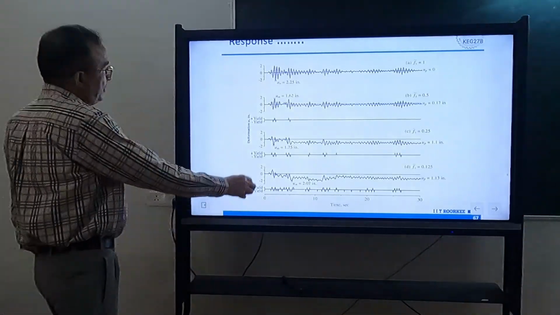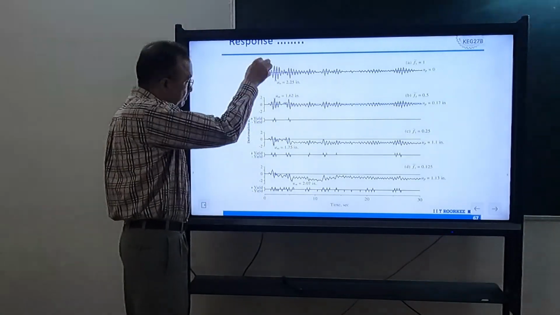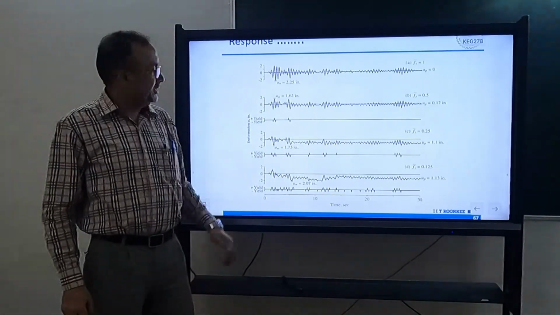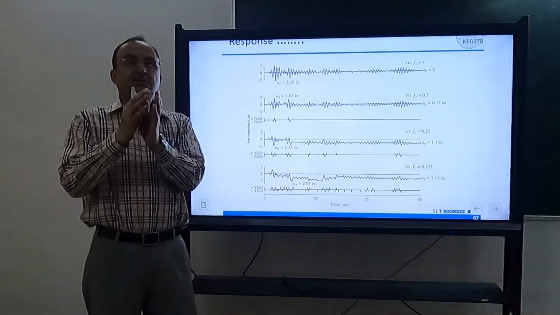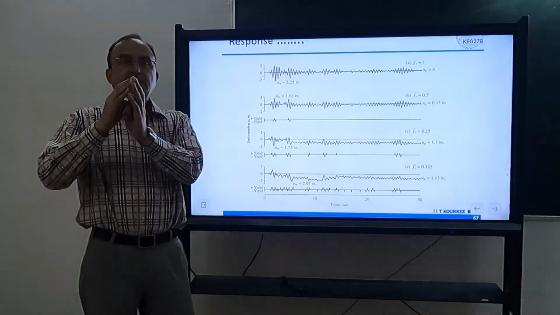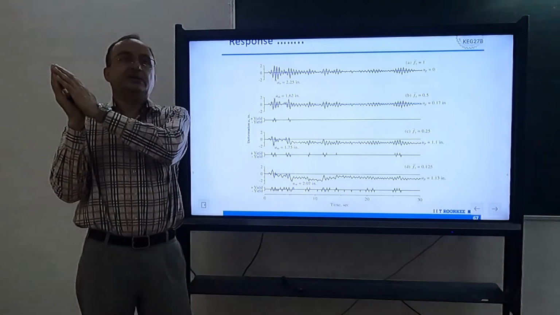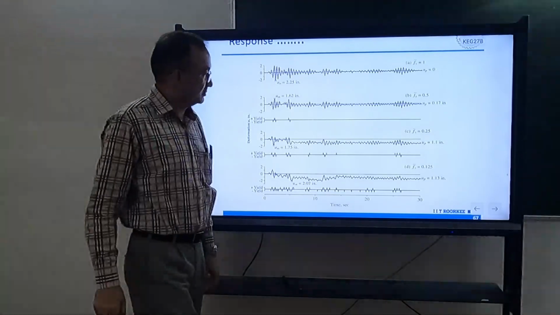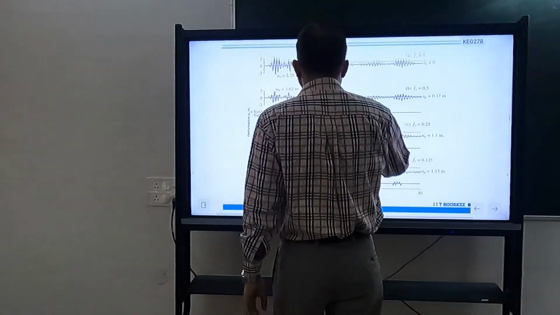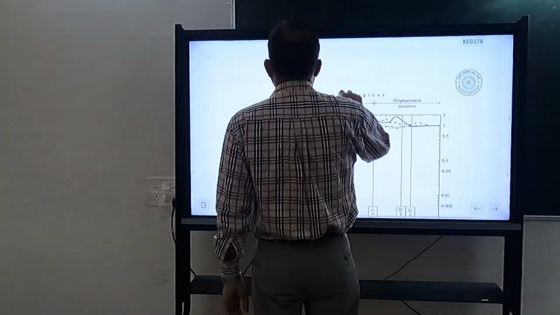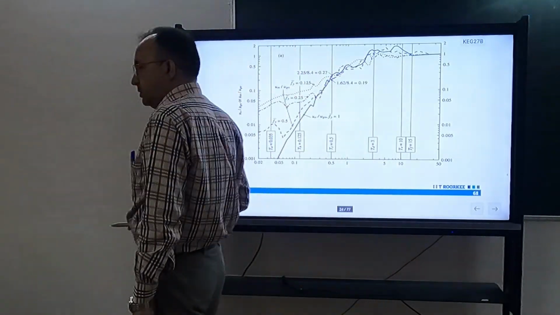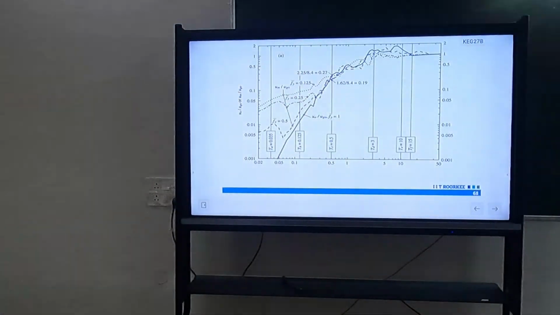So somewhere here, there was a strong pulse in this direction, and due to that, our structure, our single degree of freedom system shifted permanently in that direction, and then it started vibrating. We can plot this response also on tripartite graph as we have done earlier.